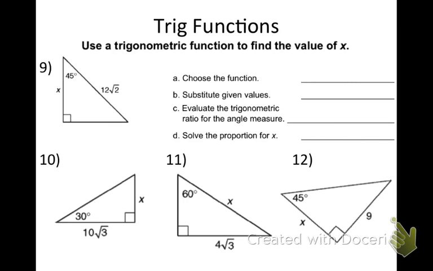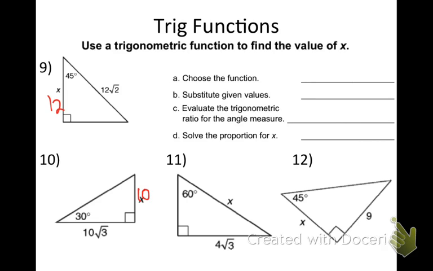So number 9. If the hypotenuse is 12 square root of 2 and it's a 45, 45, 90, Sean, what's x have to be? 12. Nice job. Number 10. 30, 60, 90 triangle. If the long side is 10 square root of 3, what's the short side going to be, Phil? It is 10. Nice job.